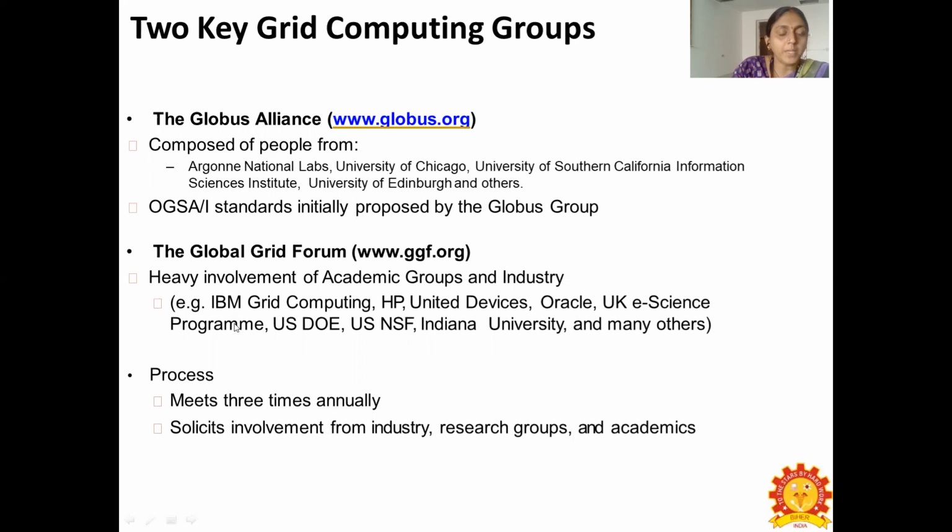So here IBM Grid Computing, then HP, United Devices, Oracle, UK eScience program, US DOE, US NSF, Indiana University, and many others belong to this group of Global Grid Forum. And this process meets three times annually and solicits involvement from industry, research groups, and academics. Here, the collaboration of academics and industry is highlighted in the groups which belong to this grid computing environment.